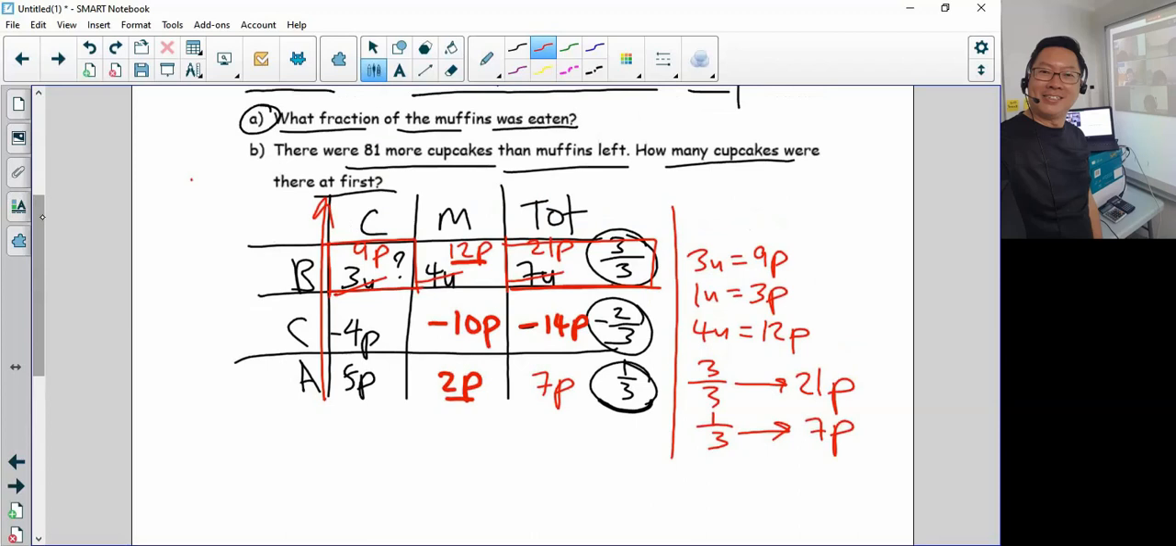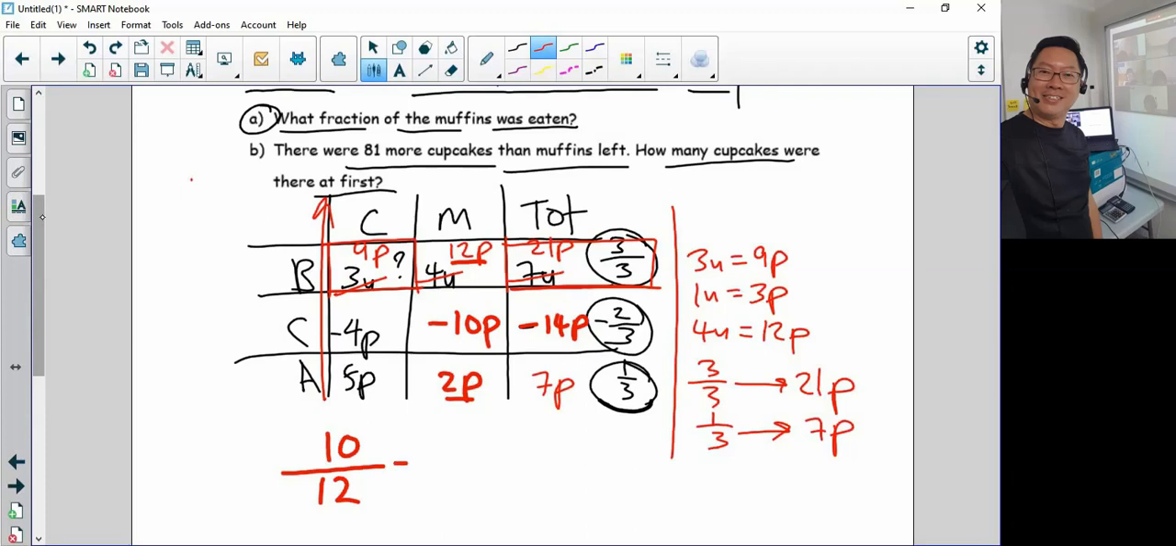So what fraction of the muffins was eaten? So how do we get the fraction? You look at the table, look for muffins. There are altogether 12 parts of muffins at first. So what fraction of the muffins was eaten? So how many parts of muffins do you eat? 10 parts. So that's your fraction, 10 out of 12.